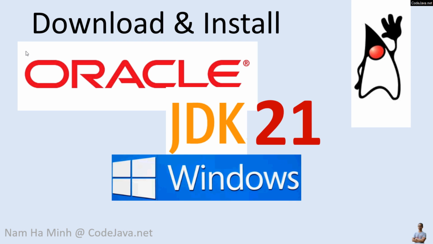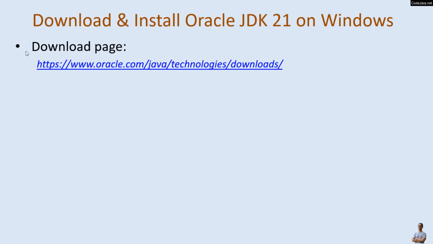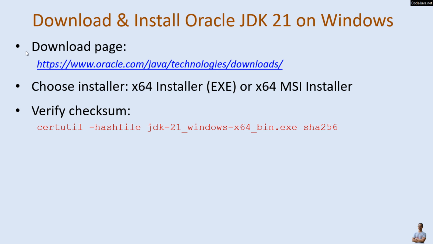So far you have seen how to set up Oracle JDK 21 on Windows operating system. Let me sum up the key points you need to remember. You should download the installer for Oracle JDK 21 from its official download page at this URL oracle.com/java/technologies/downloads, and you can choose either the x64 installer, EXE, or x64 MSI installer, and you should verify the integrity of the downloaded file before installation by using this command in the command prompt window.